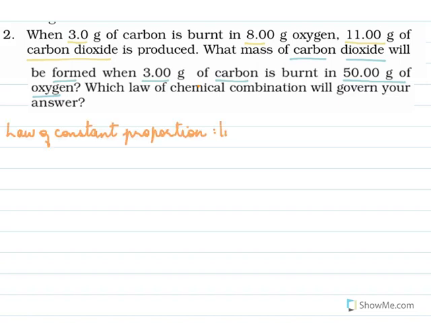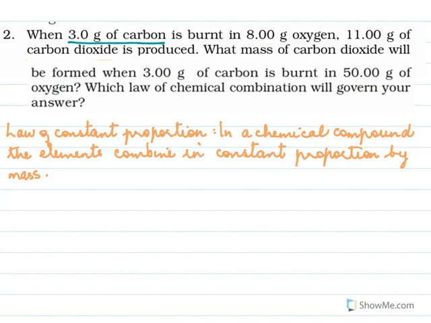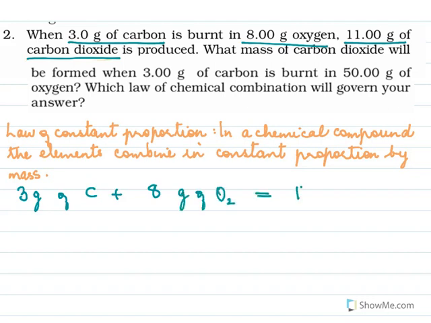So in this law of constant proportion, they say in a chemical compound, the elements are present in constant proportion by mass. And in this sum we have seen 3 grams of carbon combine with 8 grams of oxygen to give 11 grams of carbon dioxide. So 3 gram of carbon plus 8 gram of oxygen combined to give 11 gram of carbon dioxide.